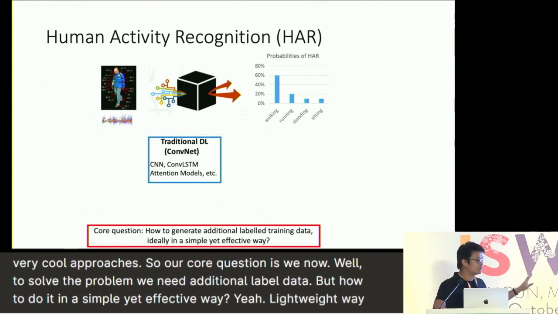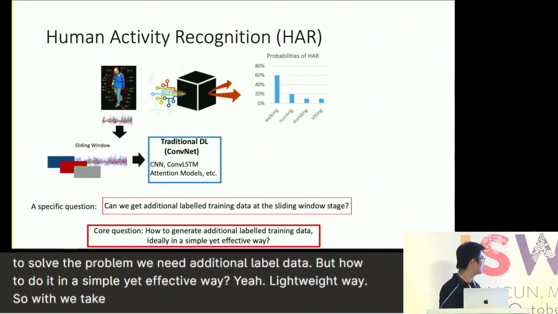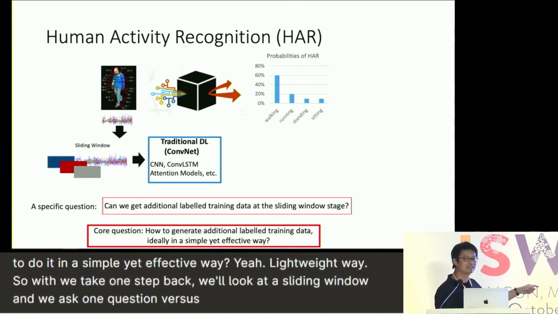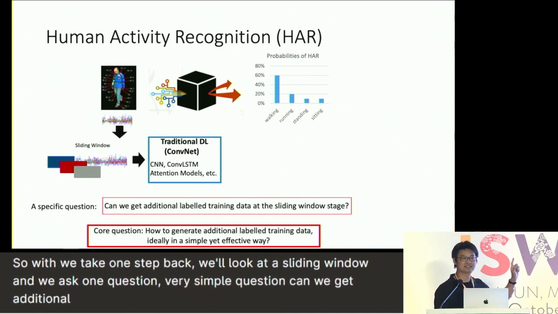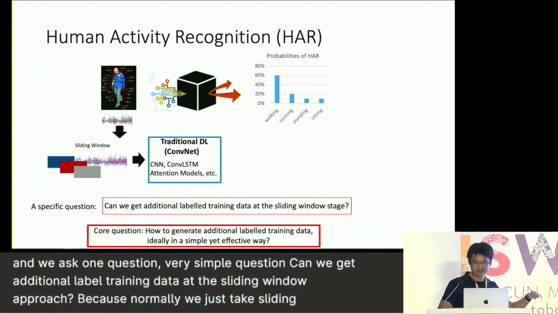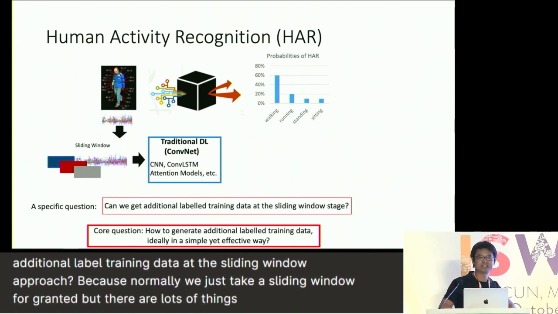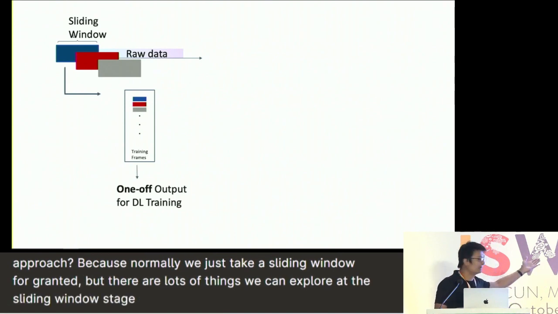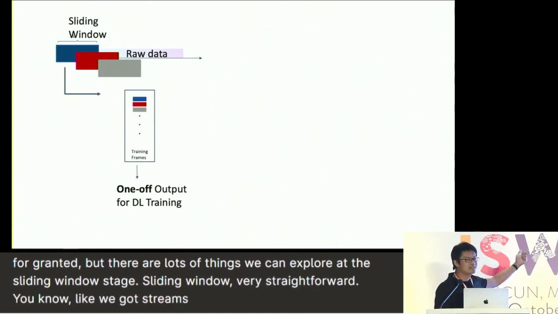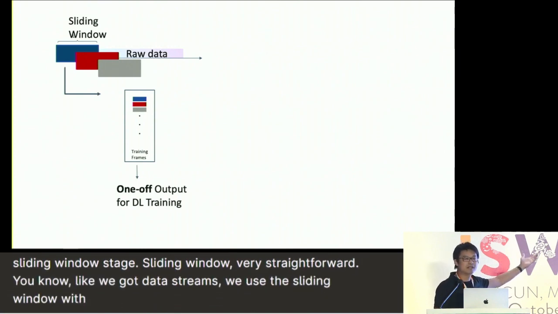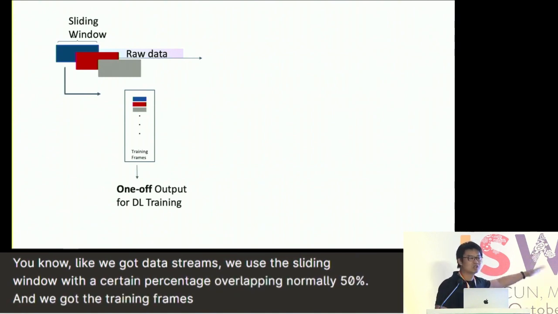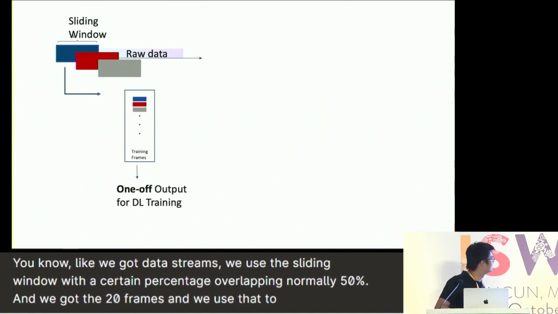So we take one step back. We look at the sliding window, and we ask one very simple question: can we get additional labeled training data at the sliding window stage? Normally we just take the sliding window for granted, but there are lots of things we can explore at the sliding window stage. The sliding window is very straightforward. We get data streams, we use the sliding window with a certain percentage of overlap, normally 50%, and we get the training frames. And we use those to train a deep neural network. That's what we normally do.